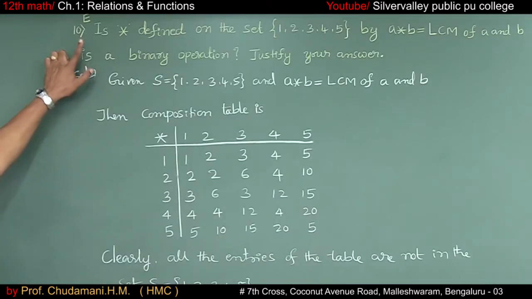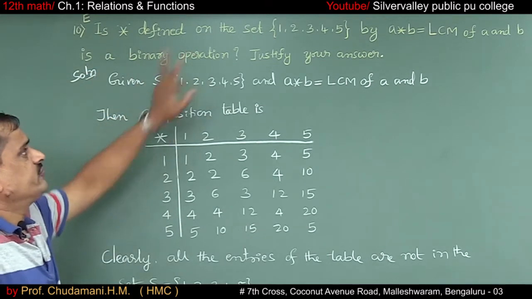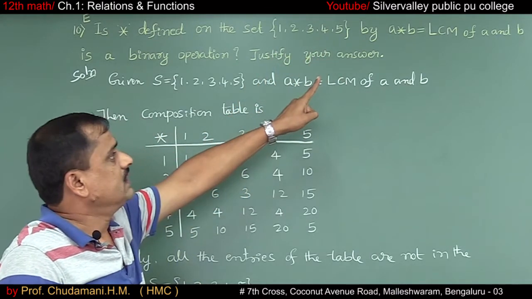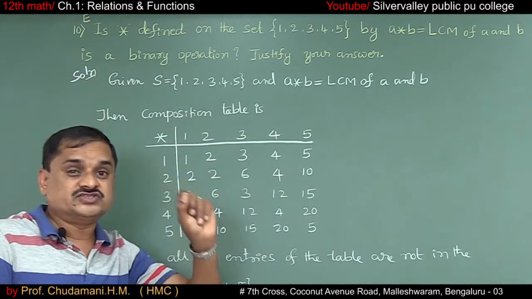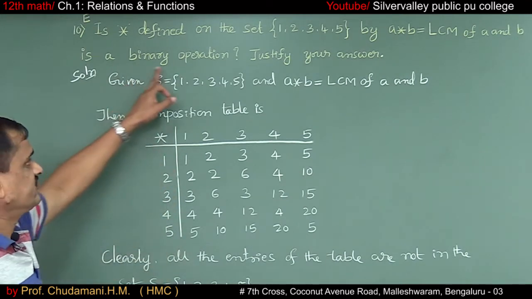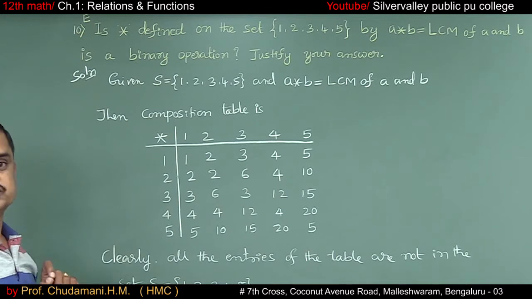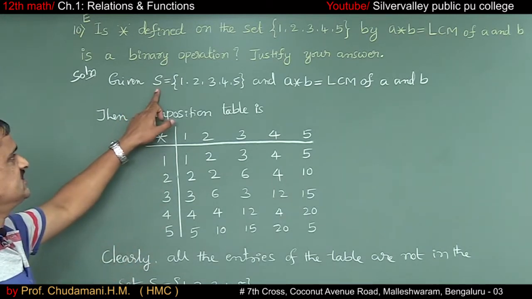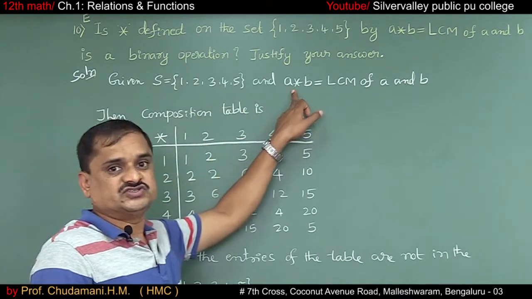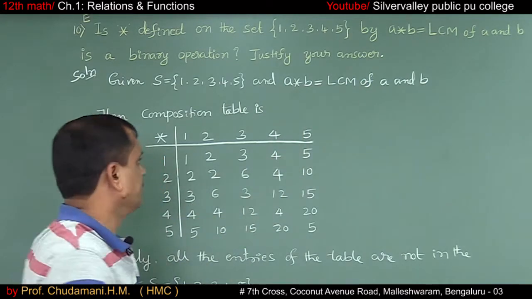10th one, an exercise problem. Is star defined on the set {1, 2, 3, 4, 5} by A star B equal to LCM of A and B a binary operation? Justify your answer. Solution. The given set S is equal to {1, 2, 3, 4, 5} and the operation is defined like this: A star B equals LCM of A and B.